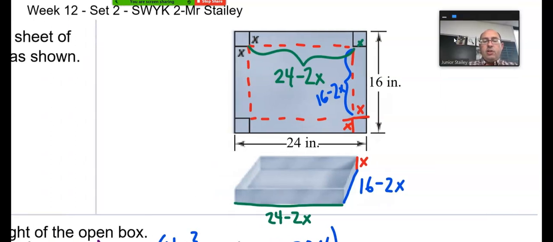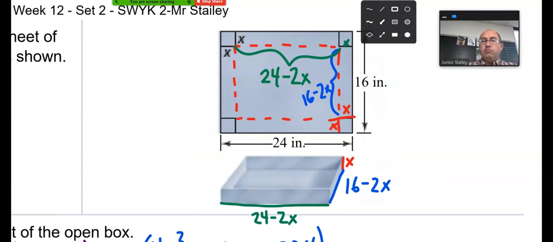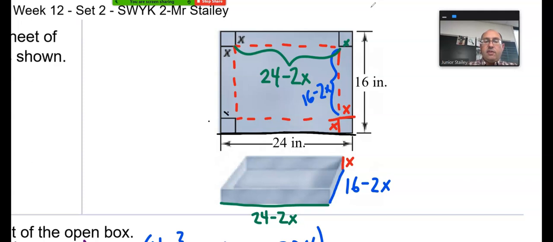Now, if the original dimension is 24 inches, and you take an X off of this end and an X off of this end, you have taken two X's off of the 24, which means that the lengthwise bottom edge of the box is going to be 24 minus 2X. Now you're going to do the same strategy over here with the width. You're going to take an X off of both of those ends, so that makes the width 16 minus 2X.